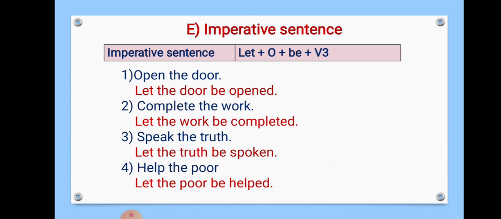Imperative sentence, that is, order. In imperative sentence, the format will be let plus object plus be plus past participle. Open the door. Let the door be opened. Complete the work. Let the work be completed. Speak the truth. Let the truth be spoken. Help the poor. Let the poor be helped.